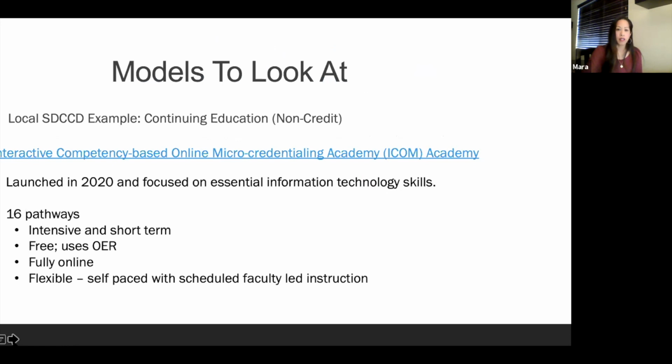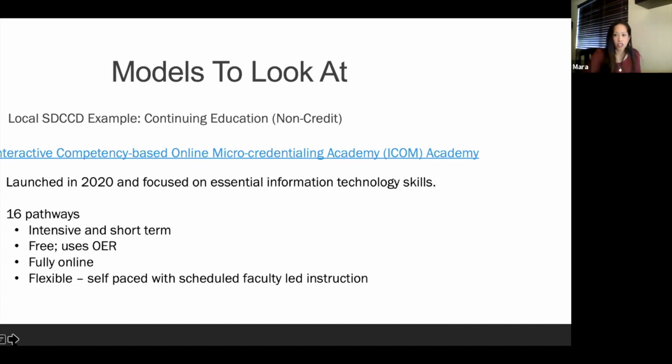So, models to look at. That's probably of interest to us all. Luckily, there are not very many out there, as we talked about earlier. There's some happening in other states, but in California, this is really, really new. But luckily, we have one model 2.2 right here in our district, and that's our continuing education.